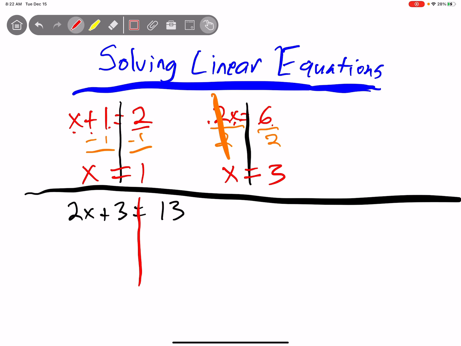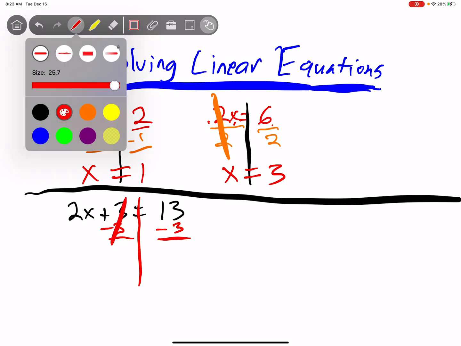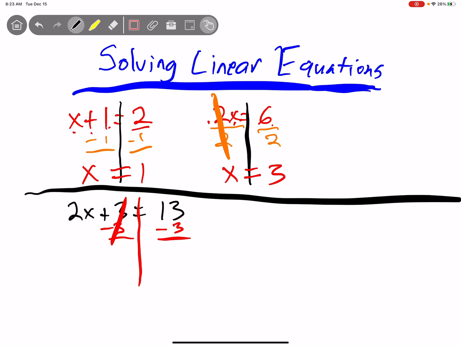So right now it says 2x plus 3 equals 13. So the first thing I'm going to do is get rid of this addition, plus 3. Well, the inverse of addition is subtraction. So I'm going to subtract 3. And since I did it on the left side of the mirror, it's going to be reflected on the right. These cancel out. I'm now left with 2x equals 13 minus 3 is 10.